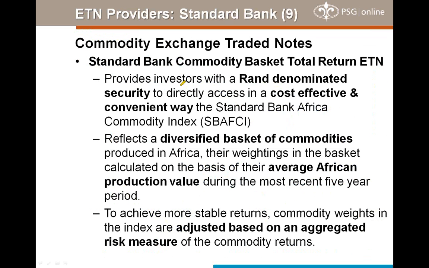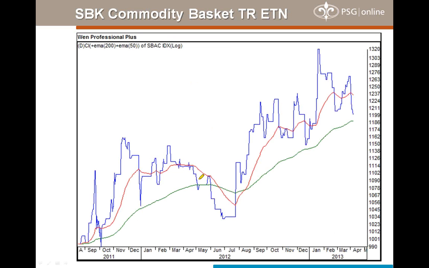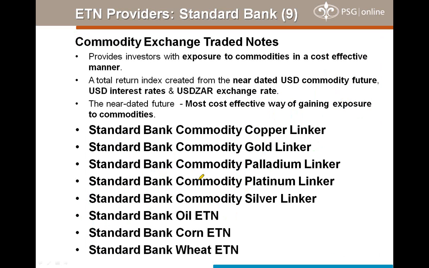Standard Bank has a range. They've got nine different commodity funds. They have one fund that has a basket of commodities. It's a diversified basket of commodities produced in Africa. We're looking at the average production over the last 5 years, and obviously adjusted for risk and things like that. So that's what it looks like. This is the basket commodities ETN, whereas they have a range of other, what they call linkers. And as the word explains, there's copper, there's palladium, platinum, and silver.